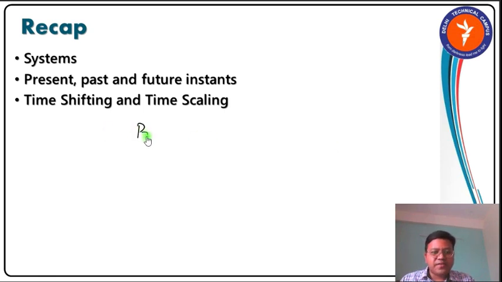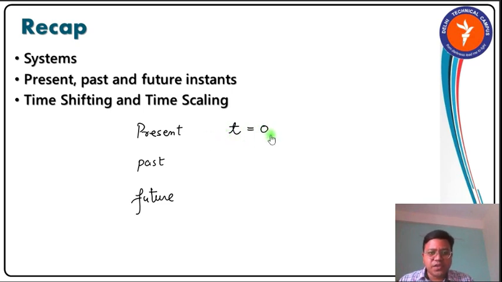Then we discussed the present, past and future instants. Say, for instance, I have t = 0. I am inputting the signal, or bringing some changes into the system, at t = 0. Then t = 0 will be the reference instant, and any time before this instant, say t = -1, will be termed the past instant, and any time after this instant will be termed the future instant. So t = 1 will be the future instant, and similarly t = -1 will be the past instant.